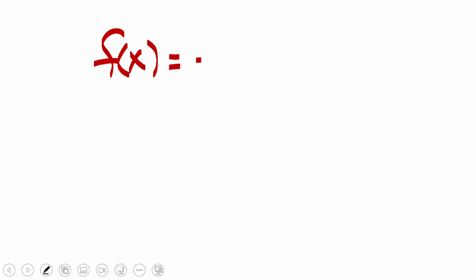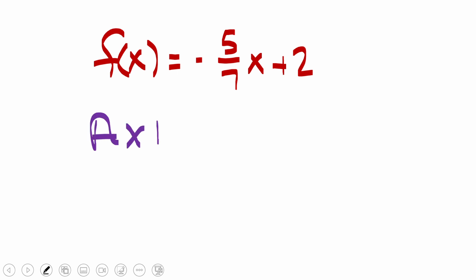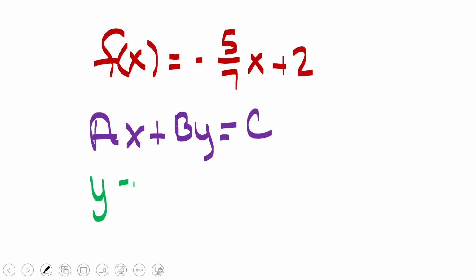To get started, if you're asked to write a linear function such as f of x equals negative 5/7 x plus 2 as a linear equation in standard form, your standard form is ax plus by equals c, and you want to mimic that format. So we will work from f of x, which now becomes a y, because they're somewhat interchangeable in terms. And we'll set out our negative 5/7 x plus 2.